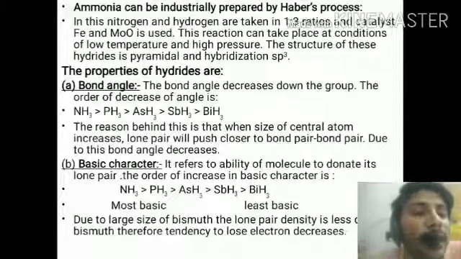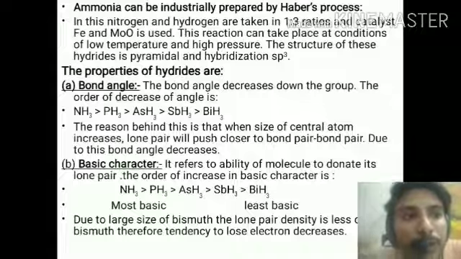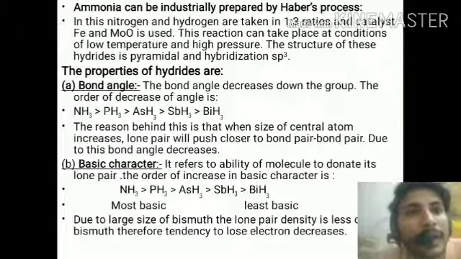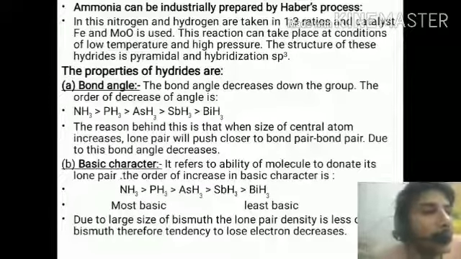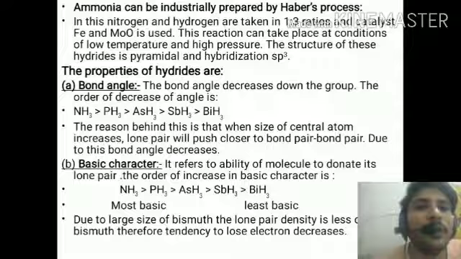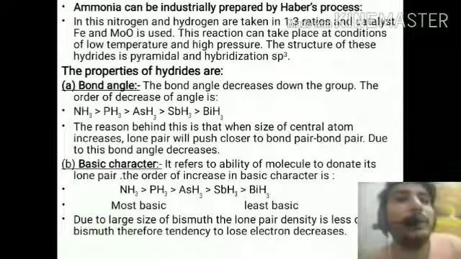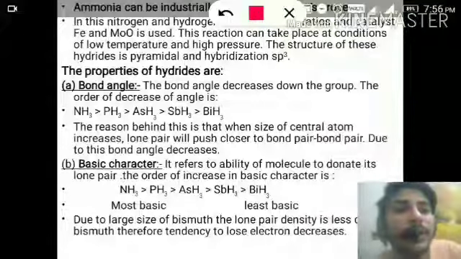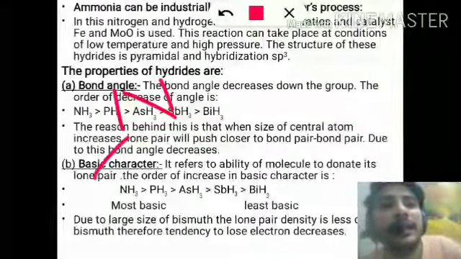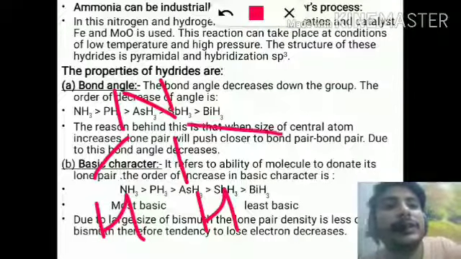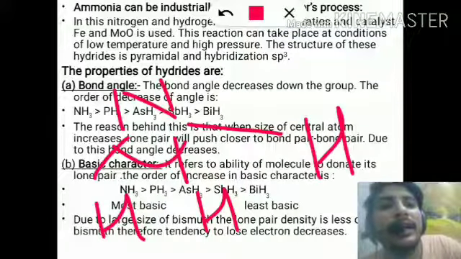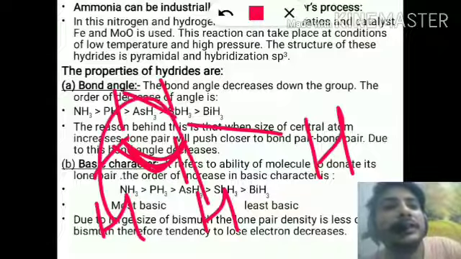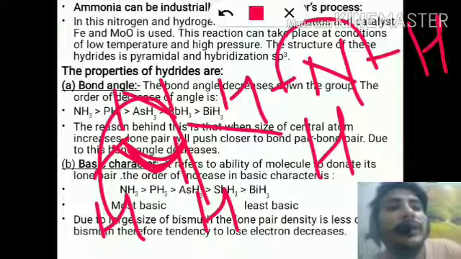What are the properties of the hydrides? The first property is the bond angle. The bond angle means the angle between the three elements, for example in NH3, H-N-H. This is N, H, H and H. The angle formed between H and H through N is called the bond angle.